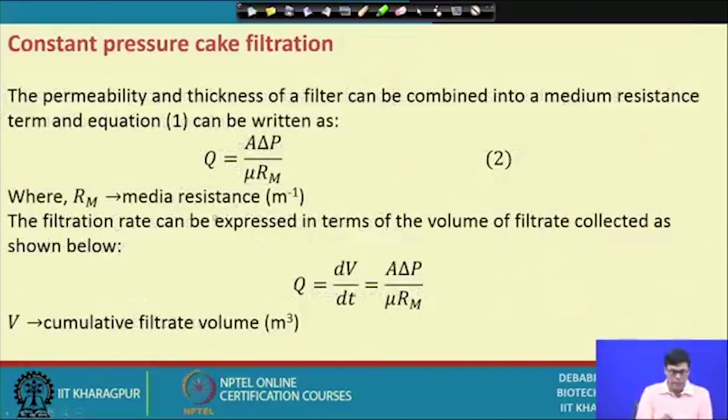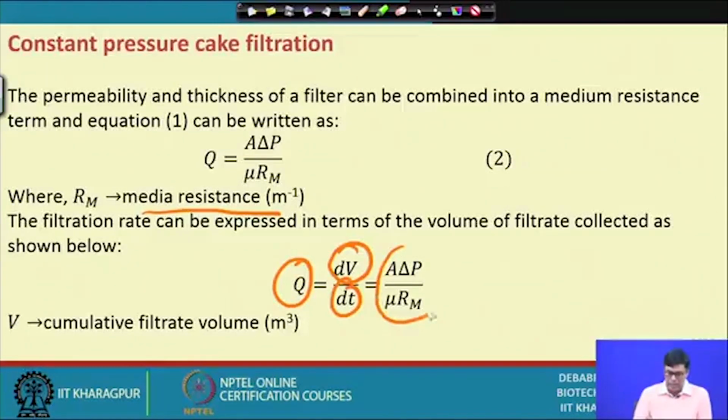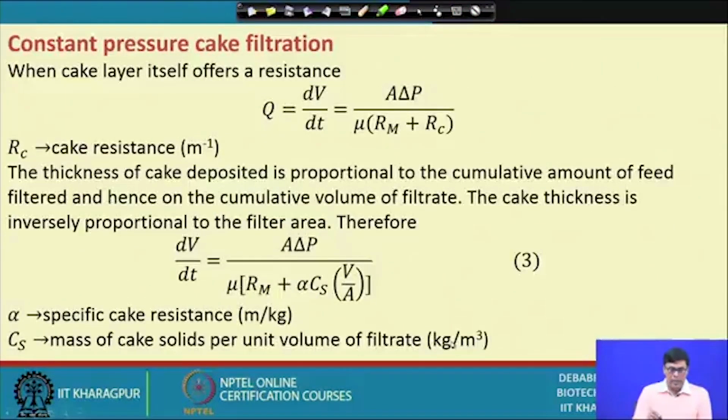Now Q is the flow rate passing through the filter media. Again, Q is equal to A into del P by mu into Rm, where Rm is considered as the media resistance, and Q is the flow rate. This can be expressed as dV by dt, and this will again be equal to this same formula that we can put here. Now finally, for constant pressure cake filtration, we have this equation with del P by mu into (Rm plus Rc), where Rc is the cake resistance.